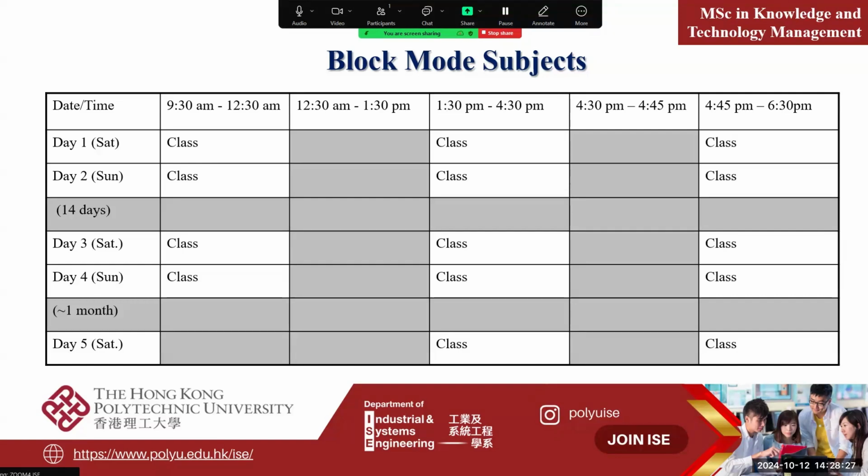Even for full-time students, I have some students at the moment studying a compulsory subject from 9:30 to 6:30, but they only need to study for 4 days, plus half a day for review. They are able to finish a subject.